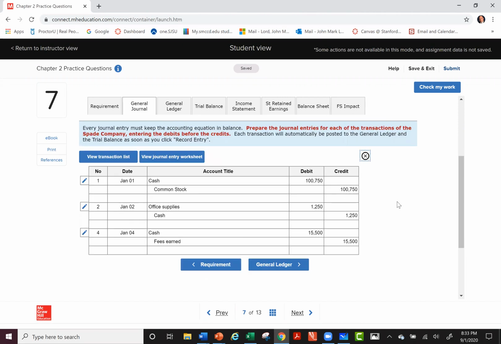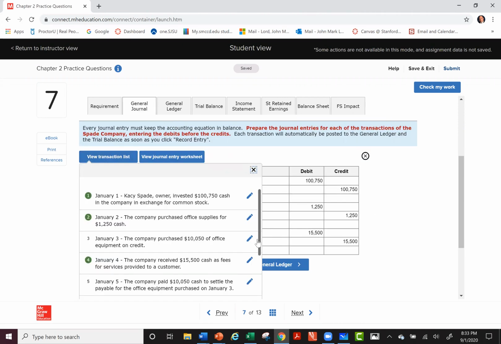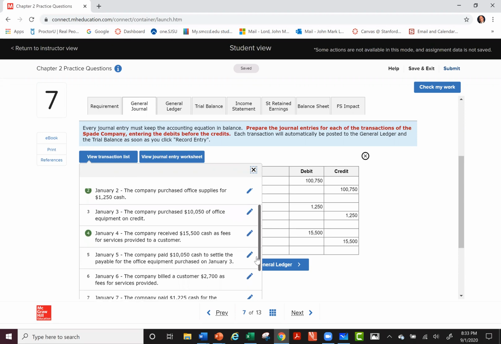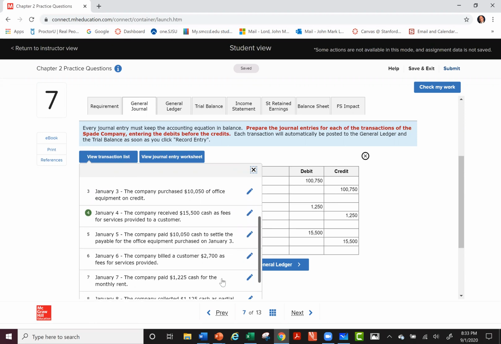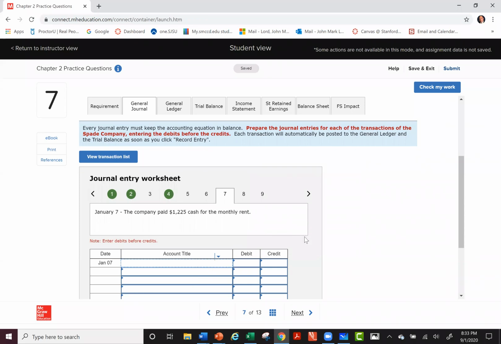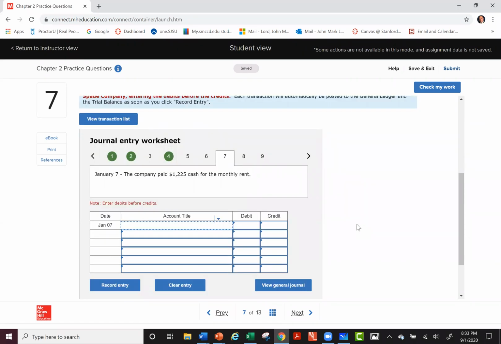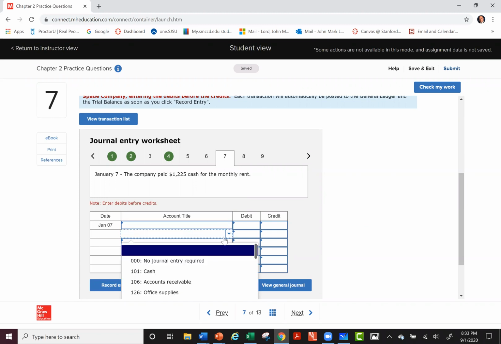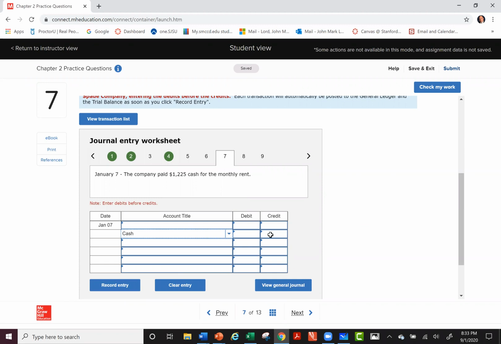So let's go back to the general journal. Let's look at the transaction list, and let's look at this January 7th entry. We paid the rent. If you pay cash, does your cash go up or down? Down, so credit. Good. Cash goes down if you pay cash, so it has to be credited. It's 1225.